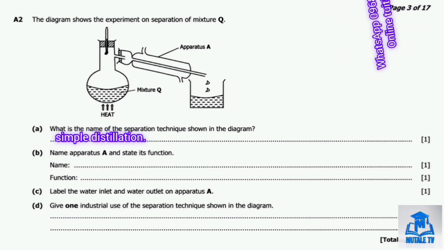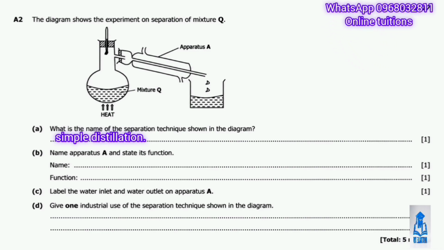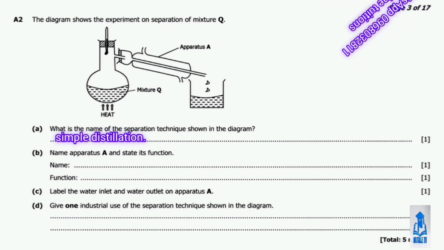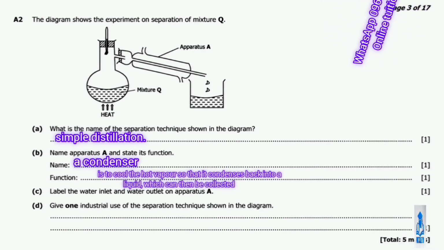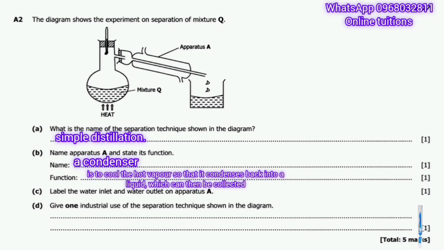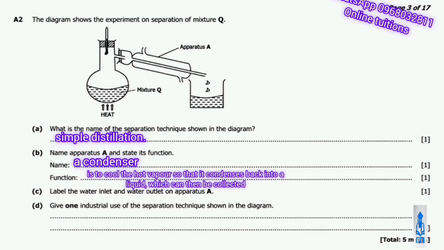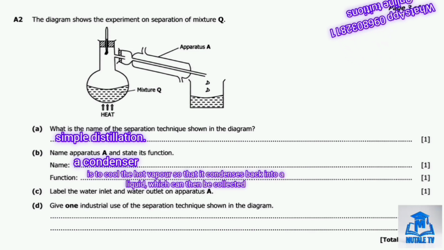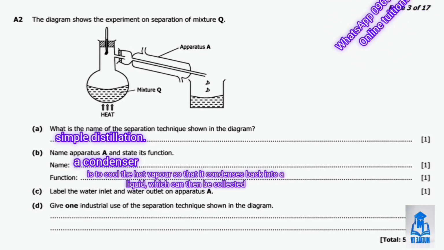Part B asks us to name the apparatus A and state its function. The apparatus A, the piece with the water flowing through it, is called a condenser. Its function is to cool the hot vapor so that it condenses back into a liquid, which can then be collected. Okay, moving on to part C.